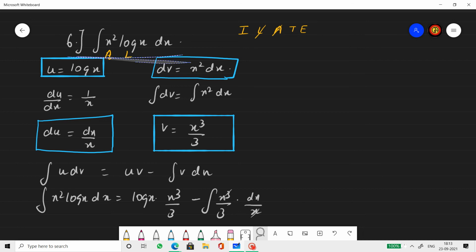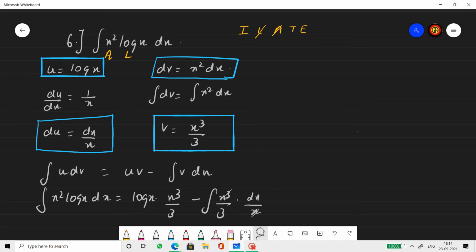Integration of x square log x, where x square is algebra, log x is logarithmic term. So as per LIATE order, L comes first and then only D. So therefore, log x is considered as u, x square is considered as dv. Using u, you find du, which is dx by x. Using dv, by integrating, we find v, which is x cubed by 3.